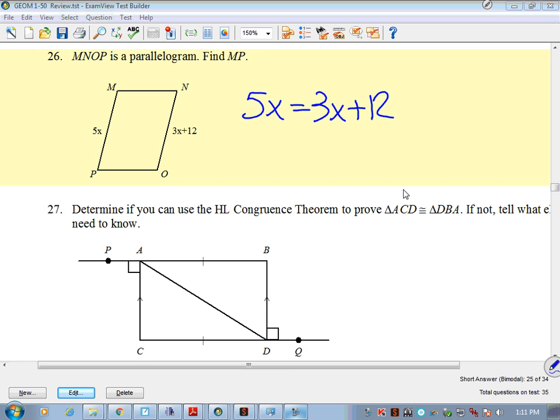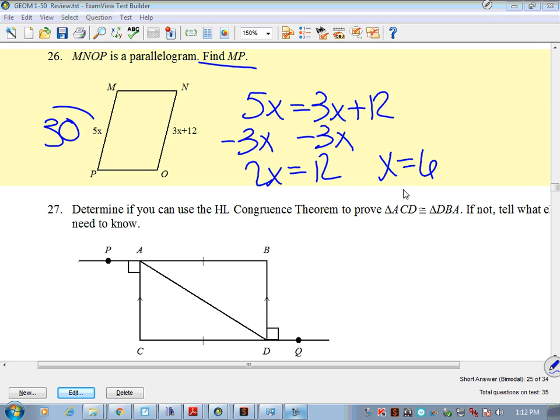All right, so if we're looking for MP, the very first thing we need to do is solve for x, right? So let's subtract 3x from both sides. It's going to give me 2x equals 12. We're going to divide by 2. We're going to get x equals 6. Am I done? No, because it asked me to find MP, not x. So 5 times 6 is 30.